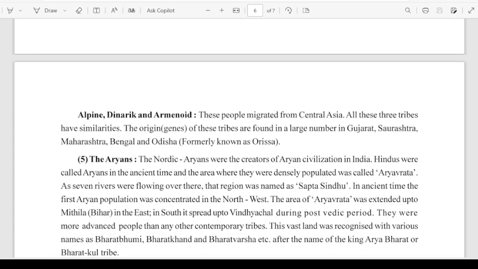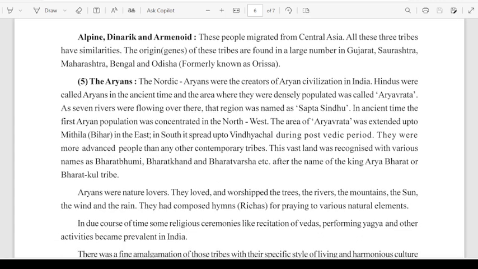The Aryans. The Nordic Aryans were the creator of Aryan civilization in India. Hindus were called Aryans in the ancient time and the area where they were densely populated was known as Aryavrat. As 7 rivers were flowing over there, that region was named as the Sapt Sindhu. In ancient time, the first Aryan population was concentrated in the northwest. The area of Aryavrat was extended up to Mithila, Bihar in the east, and in south it spread up to Vindhyachal during post-Vedic period. They were more advanced people than any other contemporary tribes.